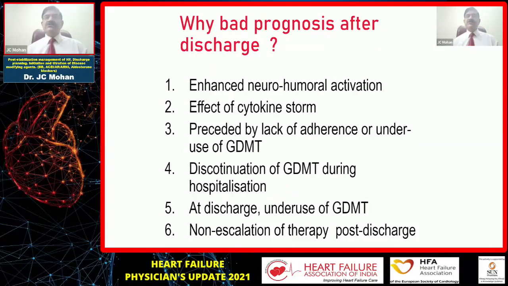Why is there a bad prognosis after discharge in these stabilized HFrEF patients? Because there is enhanced neurohumoral activation, the effect of cytokine storm. It is usually preceded by lack of adherence or underuse of guideline-directed medical therapy. There is discontinuation of guideline-directed medical therapy during hospitalization, and at discharge, underuse of guideline-directed medical therapy, as you saw in the Trivandrum heart failure registry, and of course, non-escalation of therapy post-discharge. We don't go to the maximal tolerated doses. We don't give all the 4 or 5 classes of drugs which are necessary.